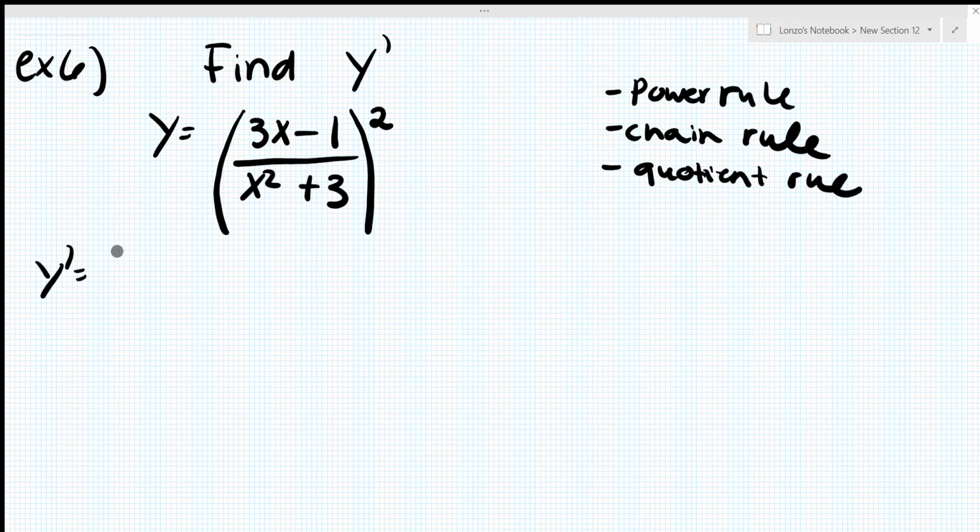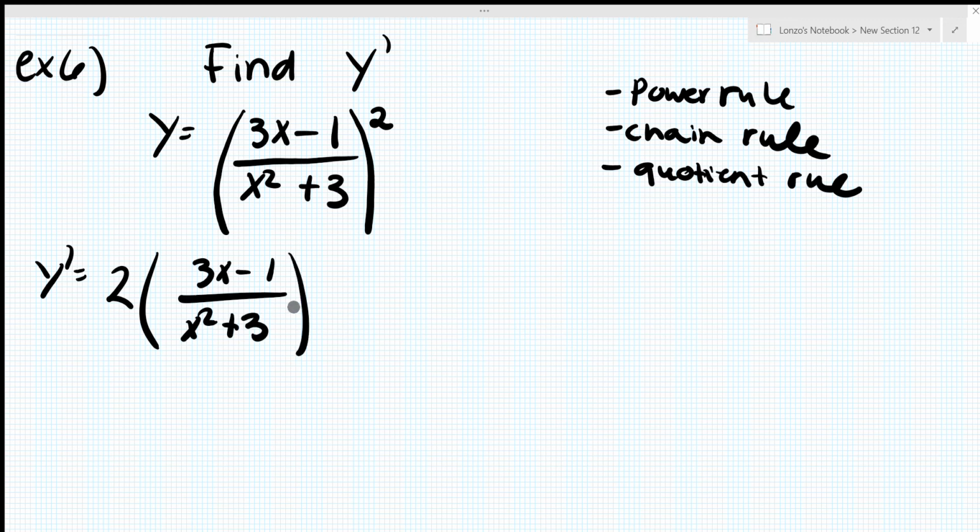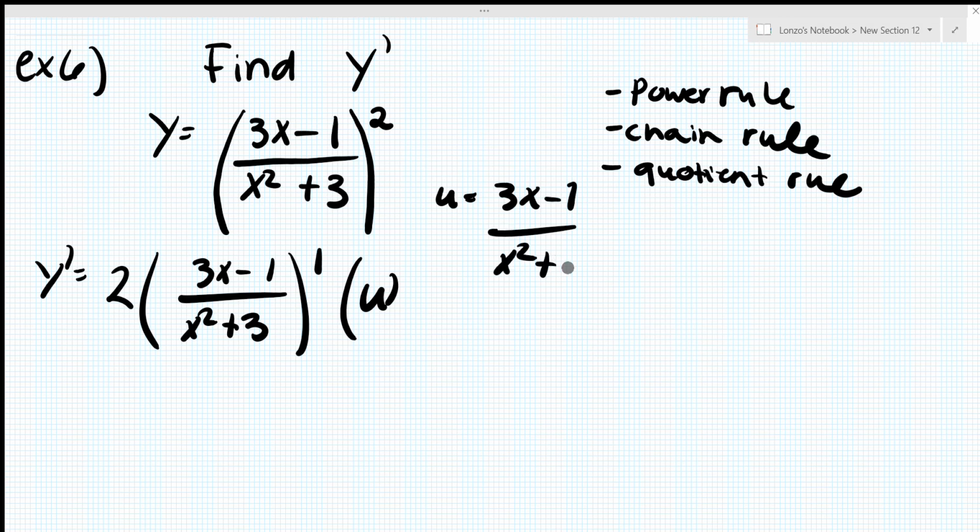So y prime is 2 times this thing, 3x, this stays the same, right? x squared plus 3. And then 2 minus 1 is 1. And then you got to find u prime. Remember, u is this whole thing, (3x minus 1) over (x squared plus 3). And then to find the u prime of that, you got to use the quotient rule. So this could be my f and this could be my g.